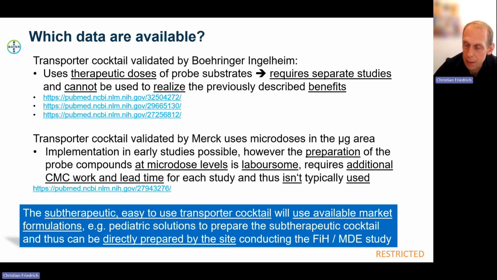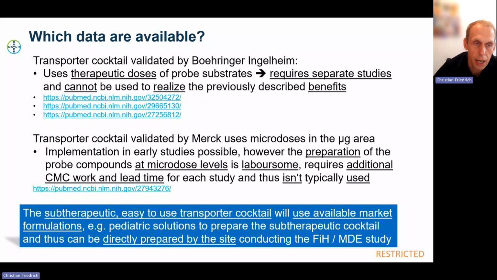Now, the idea of the subtherapeutic transporter cocktail is to use available market formulations. So, for instance, pediatric solutions that are then prepared at small amounts. So you basically, instead of the typical 3 milliliters you use for pediatric solution, you just administer 0.3 milliliter, but you can do that directly from the marketed formulation.